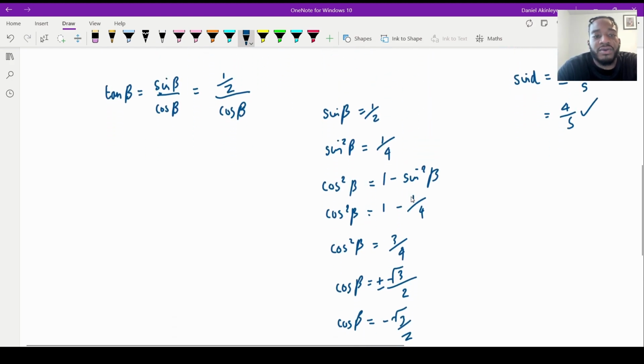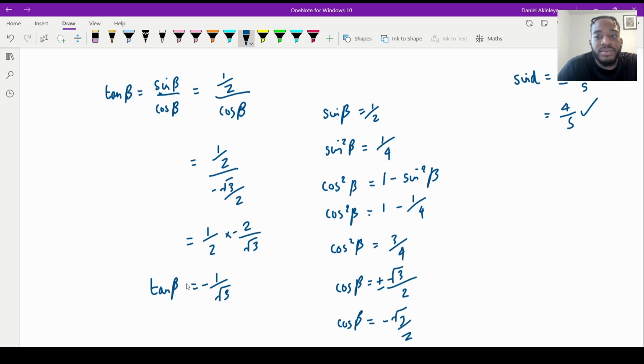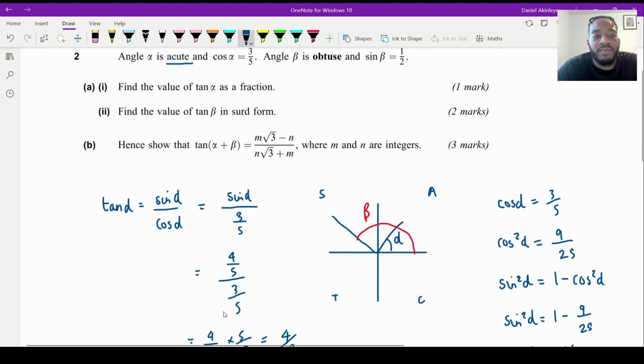Now, if we go back here, remember we had the top already. So I've got 1/2, and I'm going to divide this by cos beta, which we know is minus √3/2. Put this here. And then now, same thing as before, 1/2 times 2 over negative √3. The 2's cancel, so this is just 1/√3, isn't it, with a negative sign. So this is tan beta here. Perfect. So now we've got our value for tan beta. It's minus 1/√3. So fine, we've done part A.